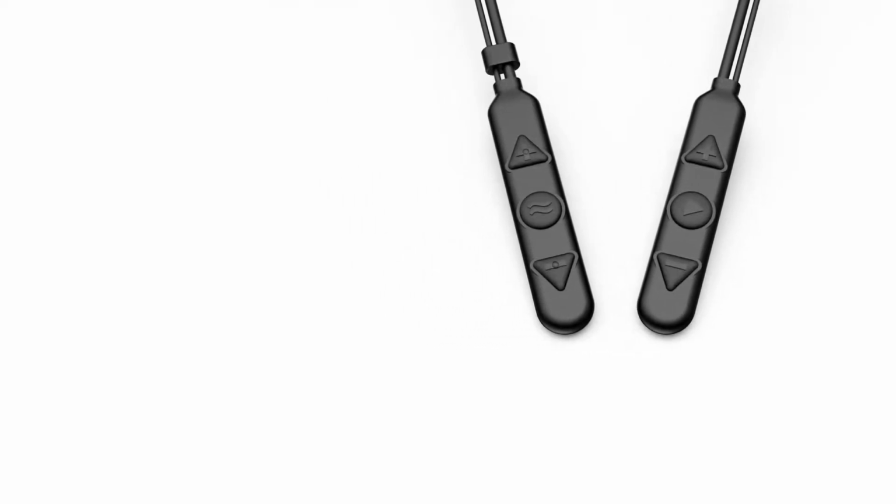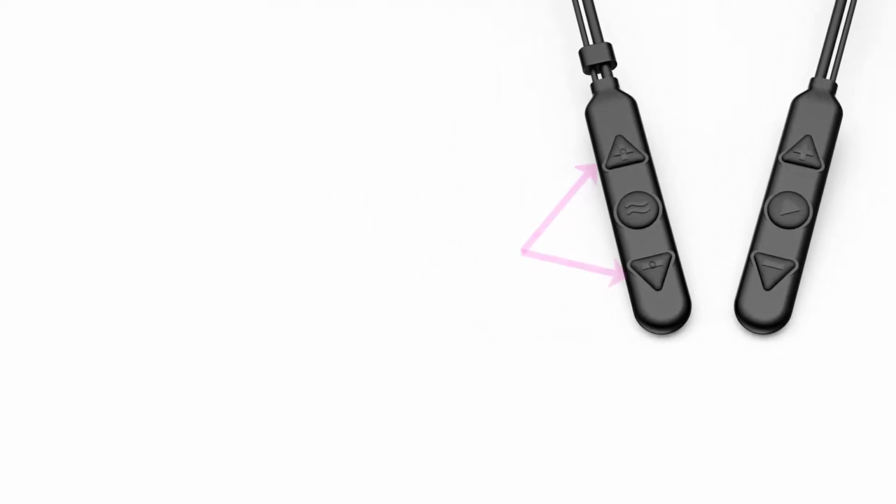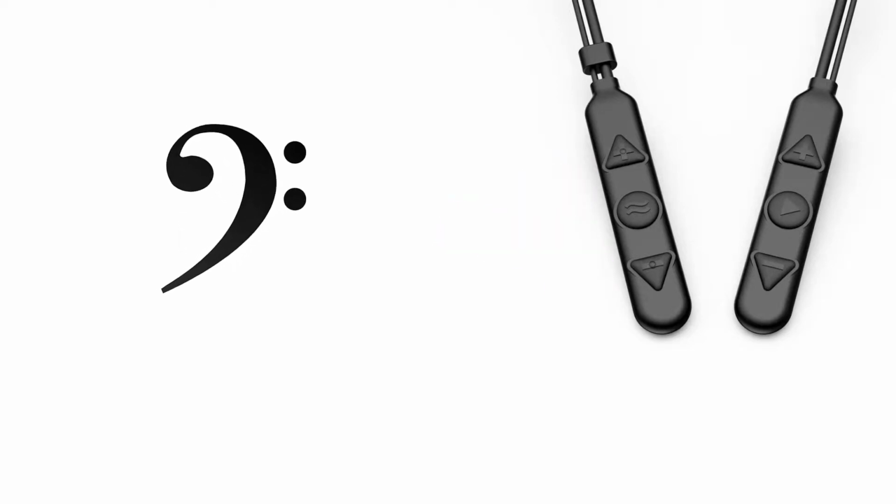To set the tone balance using the headset, use the upper and lower buttons on the right-hand side. Short presses on the top button will gradually emphasize treble frequencies. Short presses on the bottom button will gradually emphasize bass frequencies.